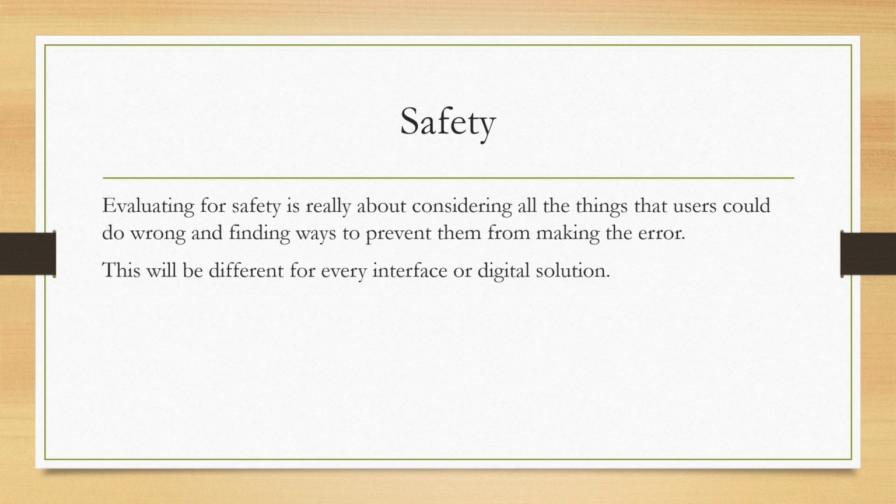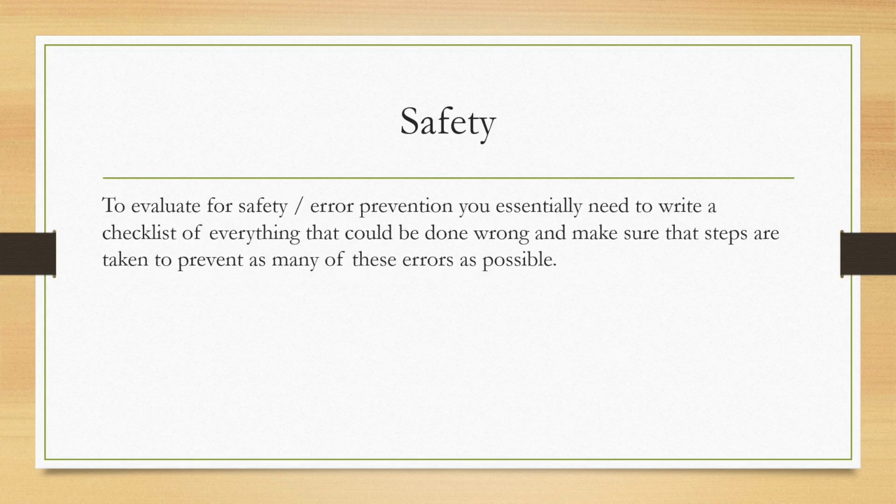So when you evaluate for safety, you really need to consider all the things that could go wrong. And when you've thought about all the things that could go wrong, you need to find ways to prevent those errors occurring in the first place. So this means that for every particular interface that you develop, you're going to have to do the safety analysis from scratch, because every single interface is going to be different. So essentially you need to write a checklist. And then you need to go through the checklist and find ways of preventing everything in that checklist from happening.